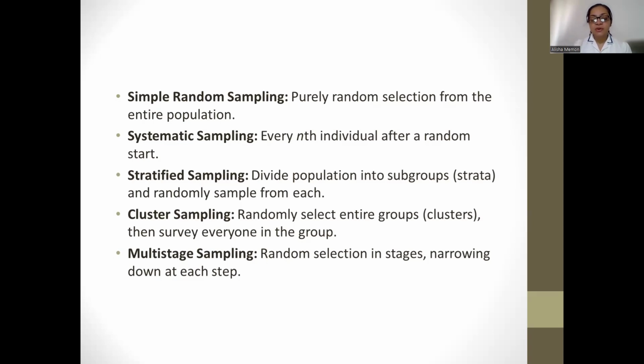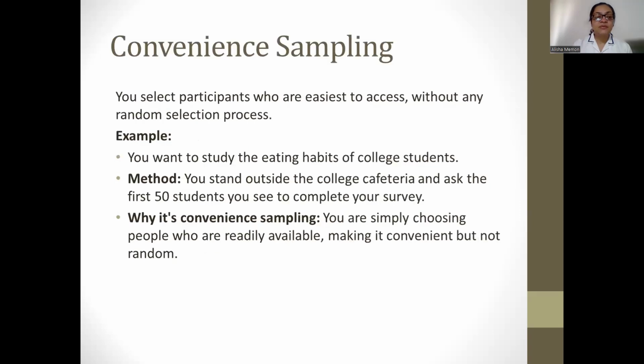So these are the different types of probability sampling. Next, I will be talking about the non-probability types of sampling. Coming to the first one, which is convenience sampling. You select participants who are easy to access without any random selection process. The first thing about non-probability sampling techniques is that here we do not have any random selection. It will be a non-random selection, and these methods are used for ease of applicability.